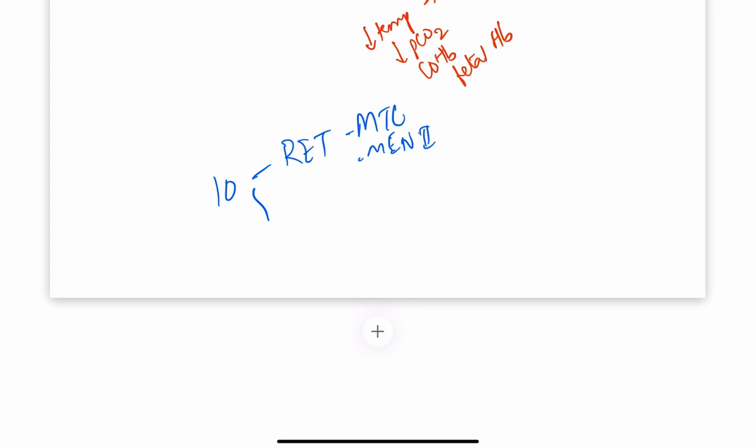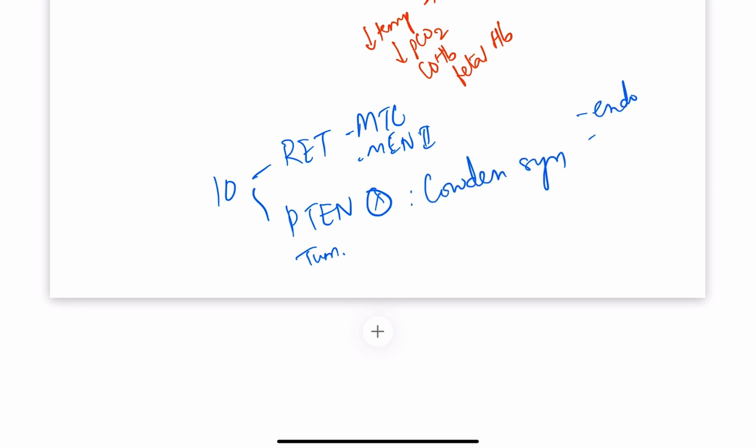And it also has PTEN. This is a tumor suppressor gene, right? And PTEN loss of function mutation leads to Cowden syndrome, right? Cowden syndrome, if you remember, was endometrial carcinoma, GI carcinoma, and breast carcinoma. This is the triad of Cowden syndrome. Okay, apart from them, I think we've covered most of the things.